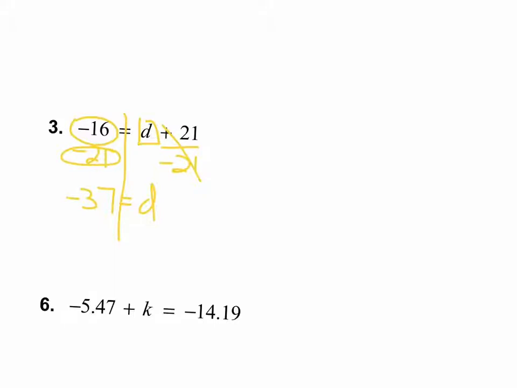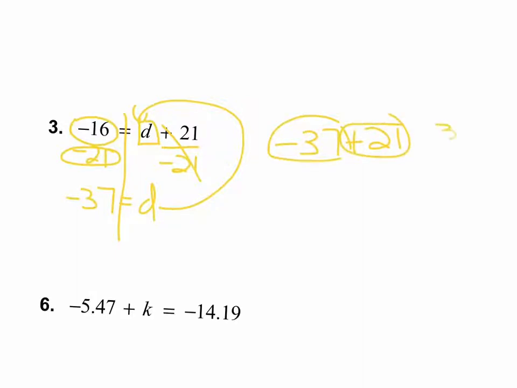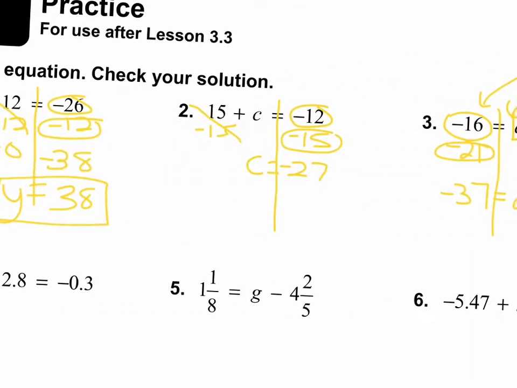All right, now that we've done this, let's go ahead and check if we're correct. You can always check. You have a check answer here. What you do is you plug that 37 in for d, so that d equals negative 37. So I have negative 37 plus 21. If I circle my terms, opposite signs we subtract, so 37 minus 21, I get 16, and 37 is bigger, so I get negative 16, and that is what we were supposed to get. So this is a correct answer. You can do it with every single one of these.